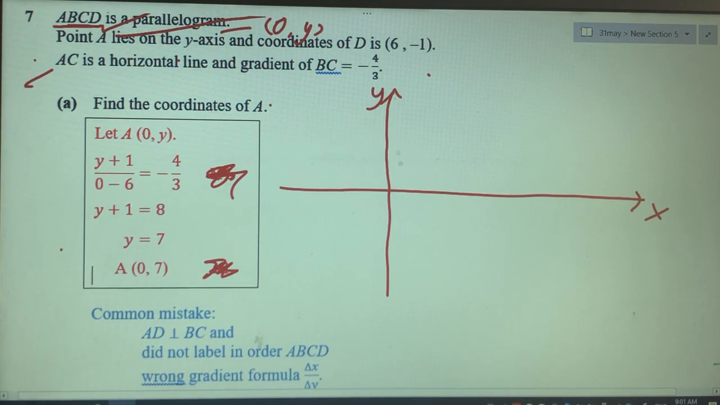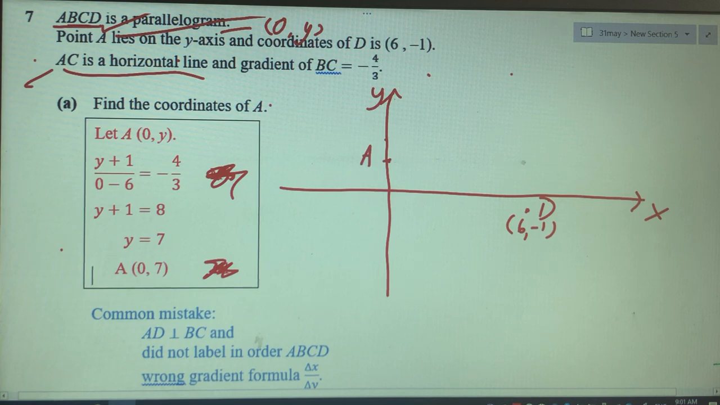Let us do what we are very sure about first. 6, minus 1. This is point D. So we labeled it first. Okay, A, where can it be? The other hint they give us is AC is a horizontal line. So I think about it. If it's A, B, C, D, yeah, it's possible, right? So maybe I draw my A here just to try.